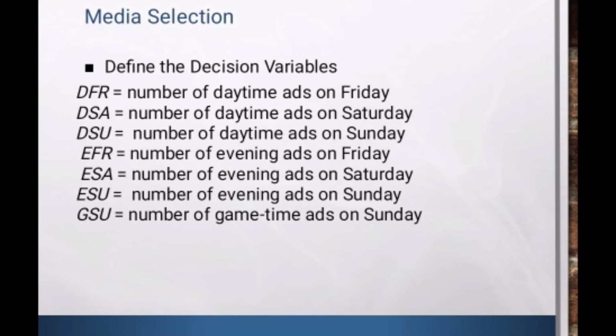In solving this problem, we must first identify the decision variables. In this problem, we have 7 variables. Let's define each one of them. We have DFR as the number of daytime ads on Friday, DSA as the number of daytime ads on Saturday, DSU as the number of daytime ads on Sunday, EFR as the number of evening ads on Friday, ESA as the number of evening ads on Saturday, ESU as the number of evening ads on Sunday, and GSU as the number of game time ads on Sunday.